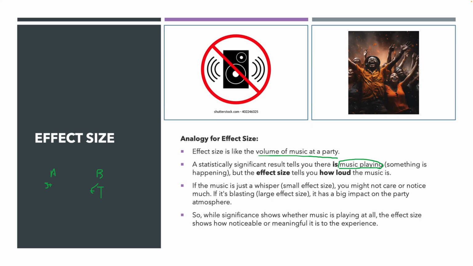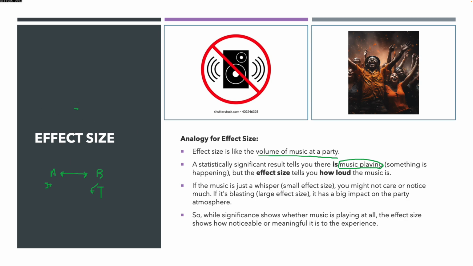So if I run statistics and I say there is a difference between these groups, but I don't know what that difference is. That's what I'm saying. An effect size is like the volume of music at a party. So I'm saying there's a statistical significance between these groups, but I don't know how strong it is. The effect size is going to tell me how loud the music is at the party.